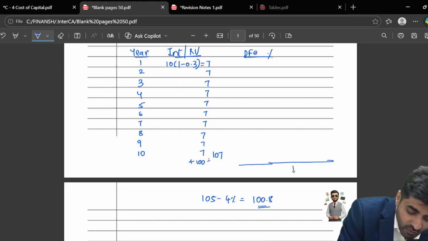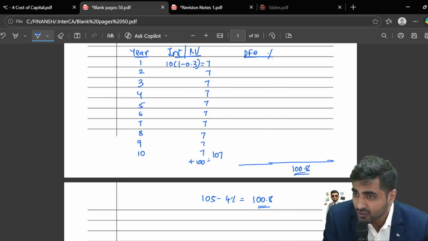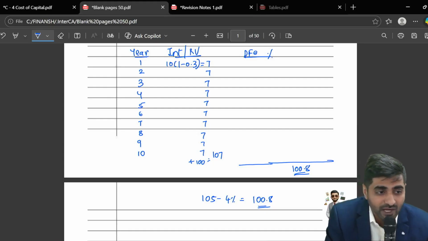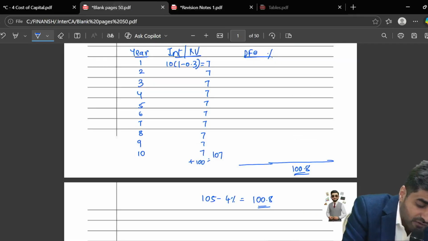Your target is to get what? 100.8. This should be your present value. Your target is to get 100.8. Now to get this 100.8, we have to discount it. Now what should be the range of the discounting factor?